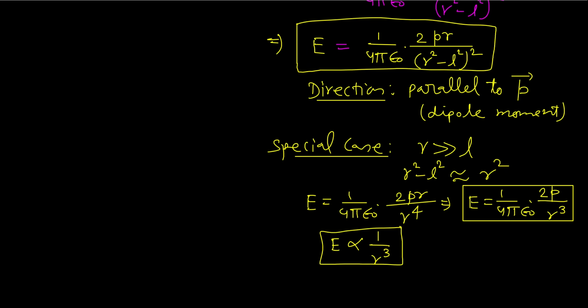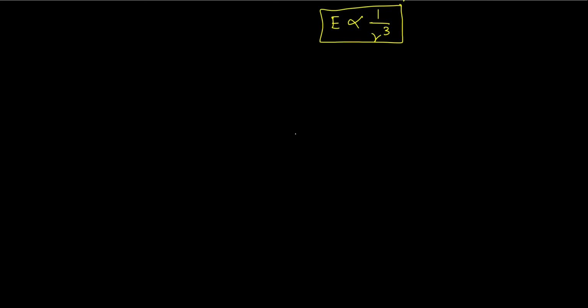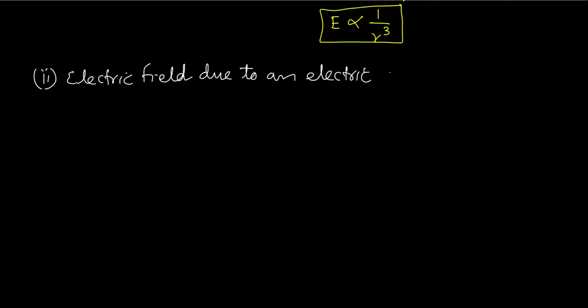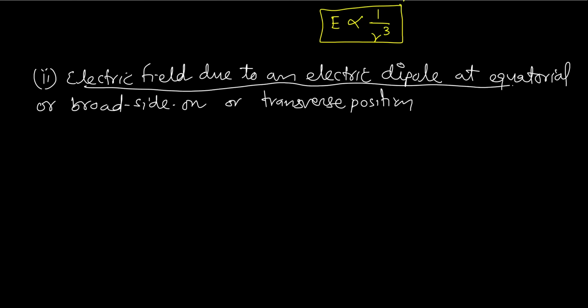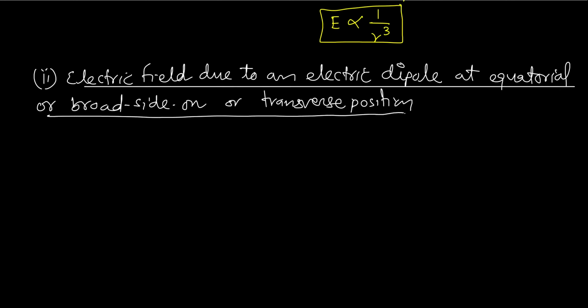Now we will come to equatorial position. So next topic is electric field due to an electric dipole at equatorial position, or this position is also called broadside on position, or there is one more name for it that we call transverse position. So now we are going to find the electric field expression due to an electric dipole on its transverse position.